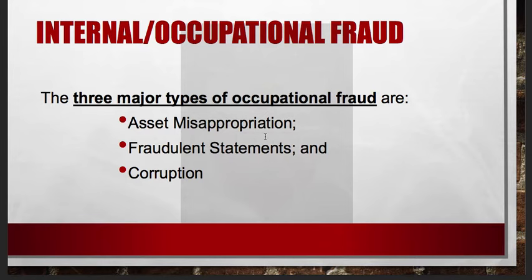Now, let's focus on internal or occupational fraud. The three major types of occupational fraud are, number 1, asset misappropriation, number 2, fraudulent statements or fraudulent financial statements, and number 3 is corruption. Again, asset misappropriation, fraudulent statements, and corruption.